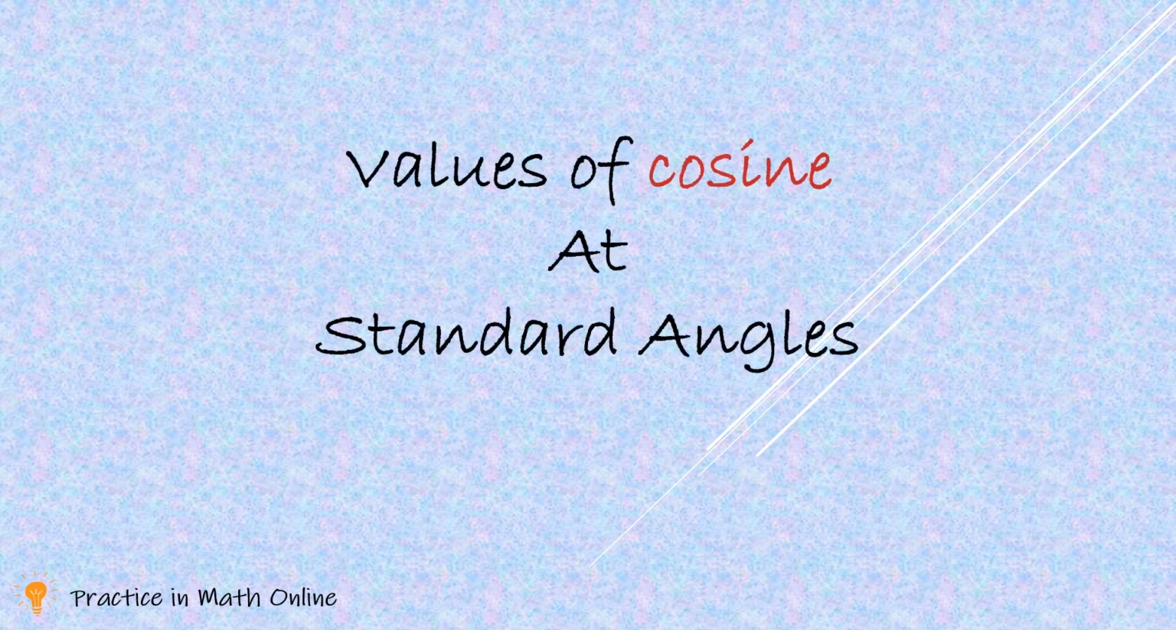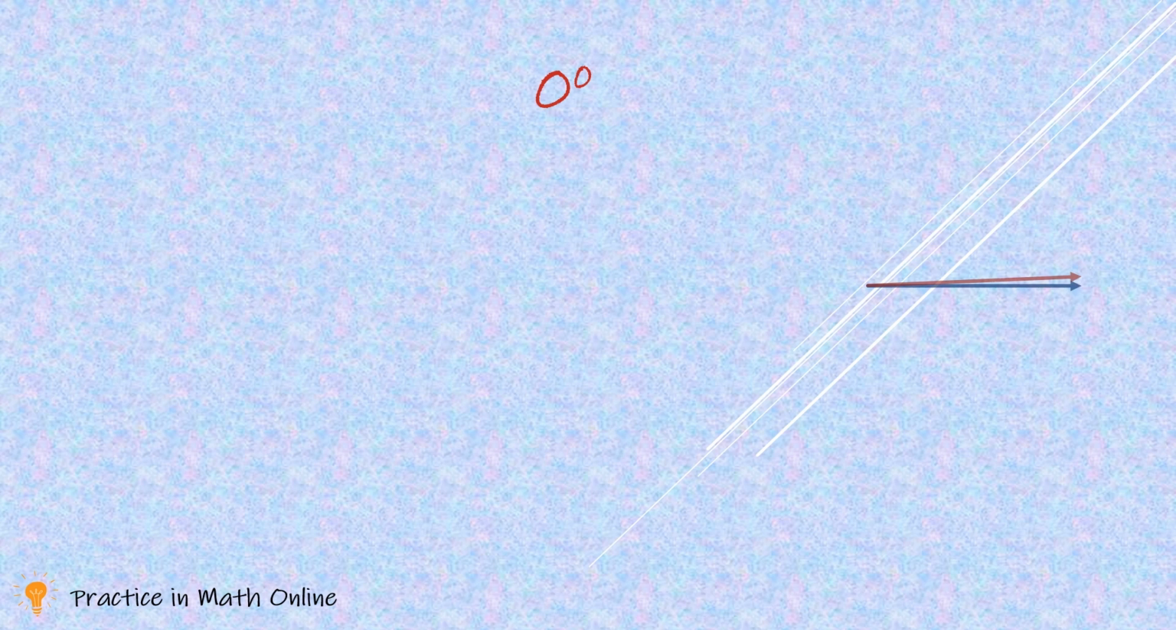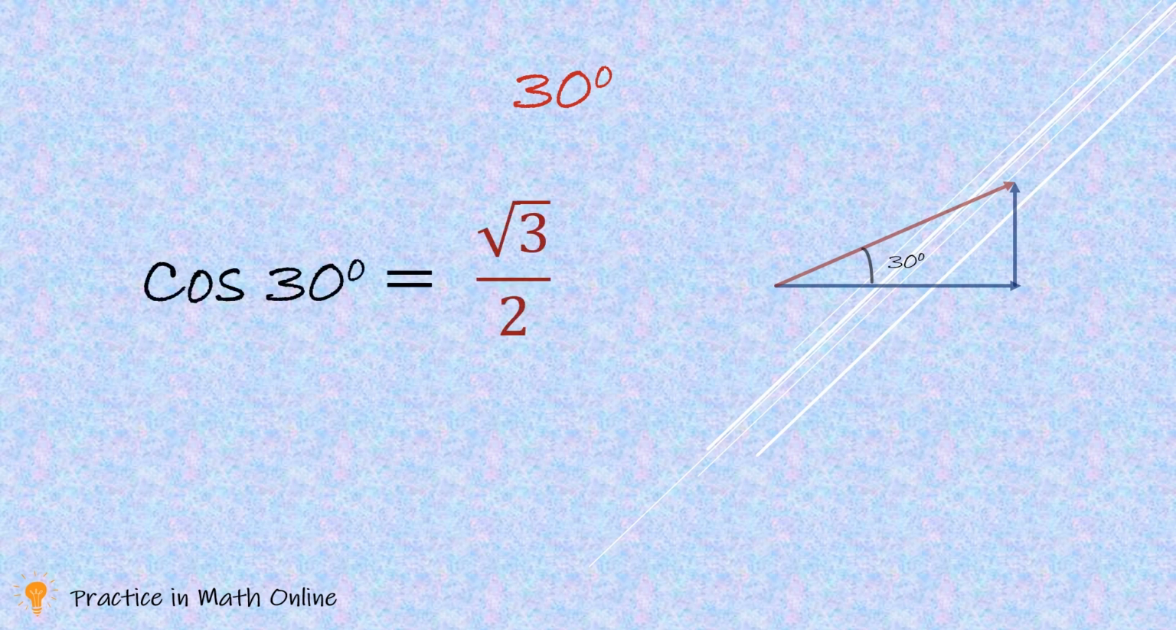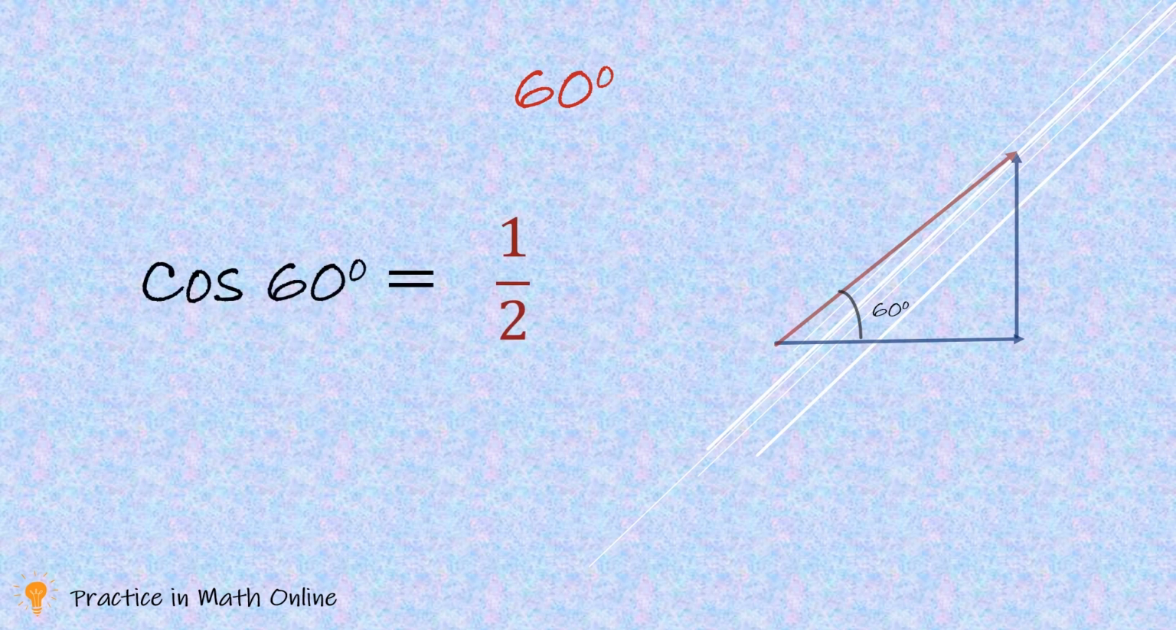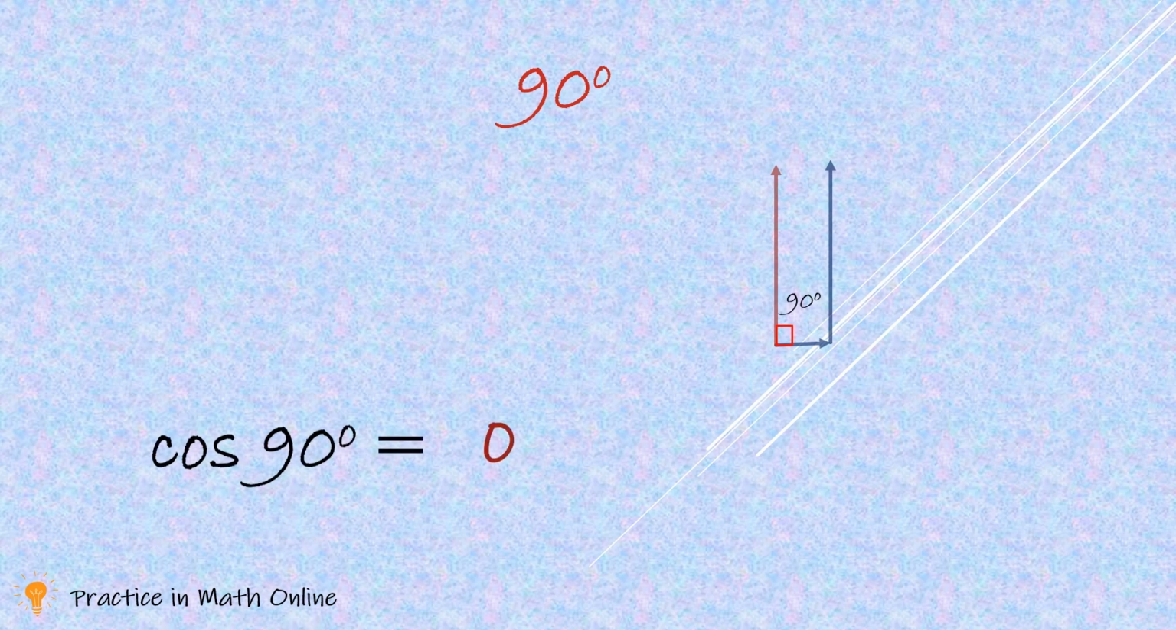Now let's move to other trigonometric functions and their values at standard angles. So the next one is values of cosine at standard angles. We'll start with 0 degrees. Cos of 0 is 1. Cos of 30 degrees is root 3 over 2, which is same as sine of 60 degrees. Cos of 45 is 1 over root 2, which is also the value for sine of 45 degrees. Cos of 60 is 1 over 2, which is same as sine of 30. And cos of 90 is 0.